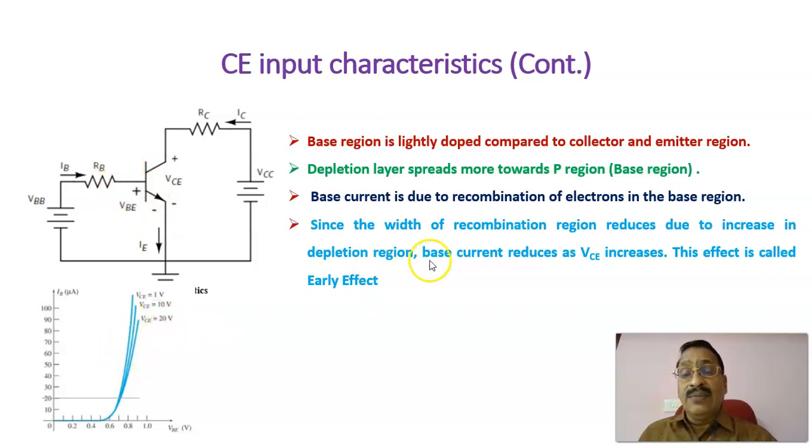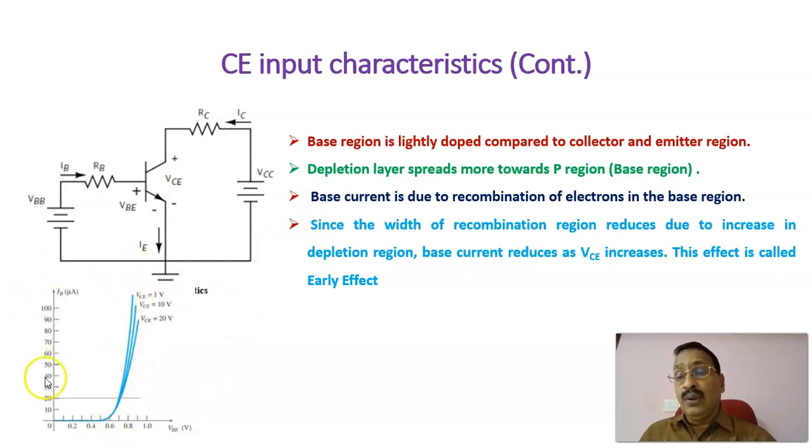And this effect, since the width of the recombination region reduces due to the increase in depletion region towards the base region, therefore the base current reduces as VCE increases. This effect is called the early effect. This is what we call the early effect. Because of this early effect, you can see that as VCE increases, the curve is shifting towards the right side, meaning that for a given VBE, IB is getting reduced.